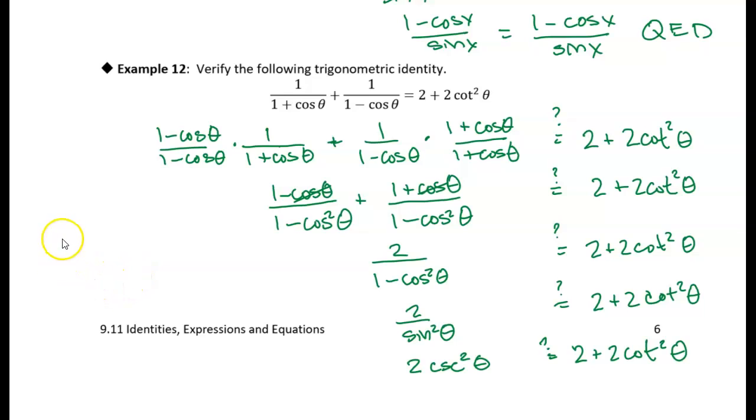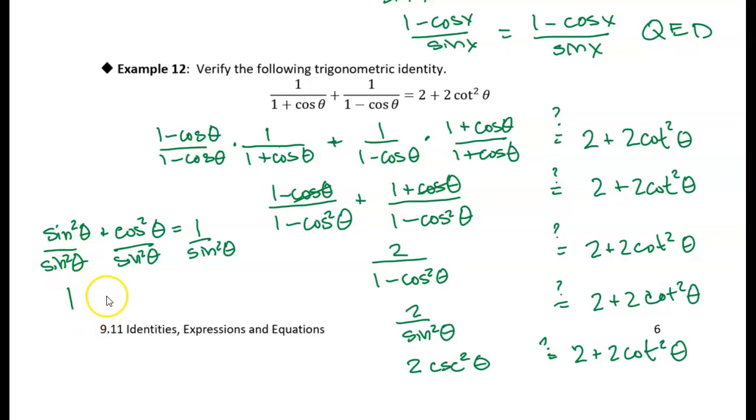If I don't remember what it is, what I always do is a little side calculation here. I know that sine squared plus cosine squared of theta is equal to 1. Now, cosecant is 1 over sine. So if I divide everything on both sides by sine squared theta, that gives me 1 plus cotangent squared of theta is equal to cosecant squared of theta.